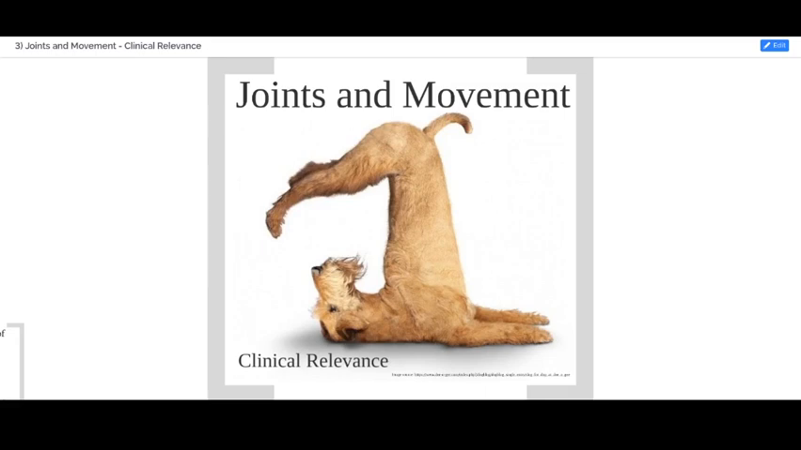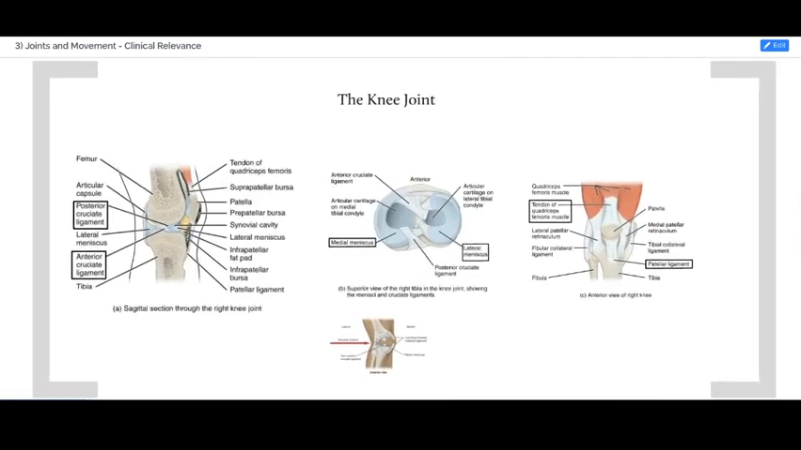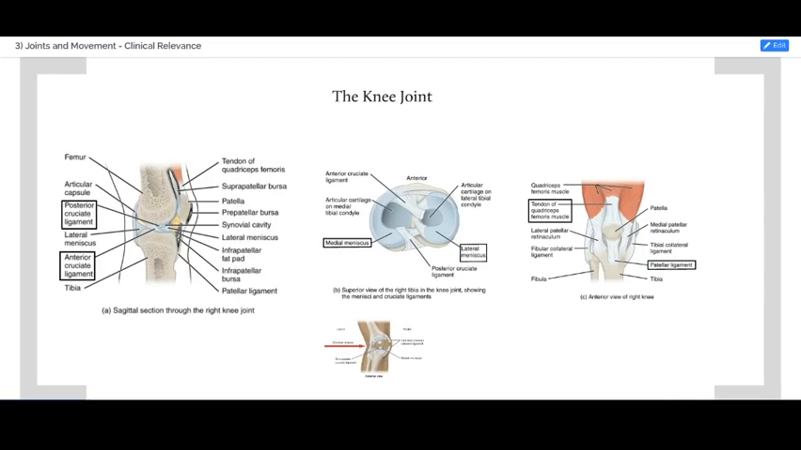In this section of the Joints and Movement chapter, I want to discuss a couple of joints in particular and how they have some clinical relevance. I want to begin by discussing several aspects of the knee joint. There are several things that happen with the knees that are clinically relevant, especially as people start to age and there are problems that develop with their joints.